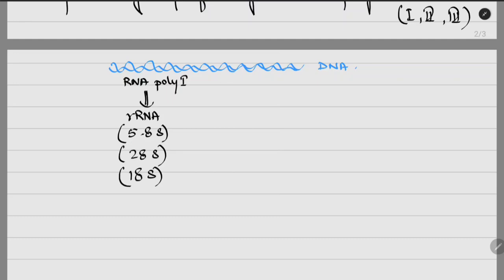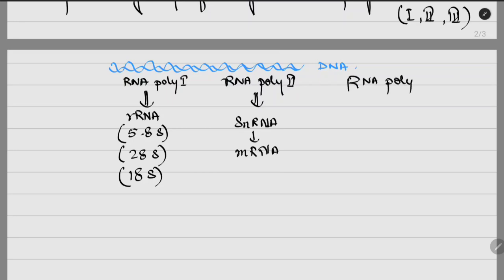If I take the second RNA polymerase, RNA polymerase 2, it will form, first of all, the primitive one, that is the snRNA, and finally it will modify it into mRNA after different kinds of modifications. I will discuss later what the different types of modifications are. And the third one, that is RNA polymerase 3, will help to form the tRNA. You can remember this as 3 means T means tRNA.